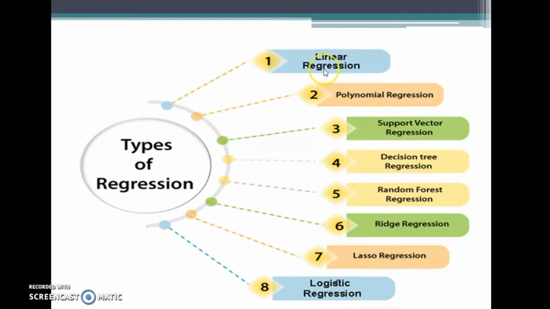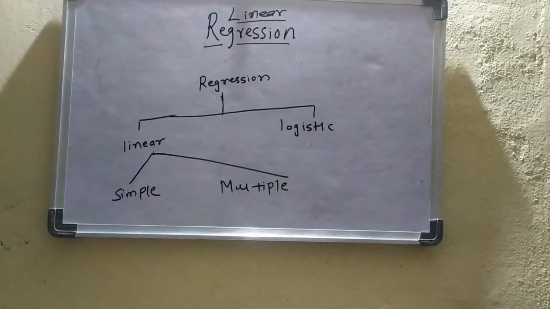So what are the types of regression? Linear regression, polynomial regression, support vector regression, decision tree regression, random forest regression, ridge regression, lasso regression, and logistic regression. These are some of the regression types that are used in machine learning for analysis to find out the relationship among the variables.